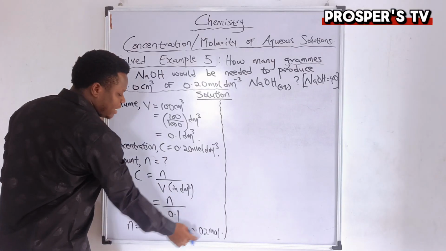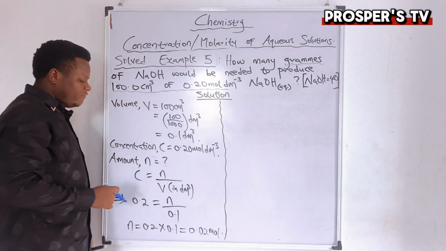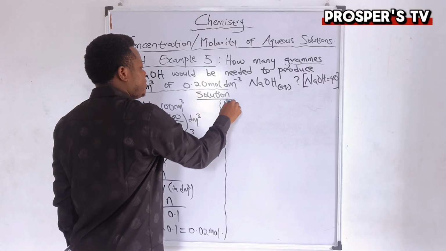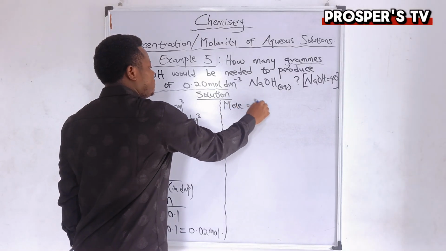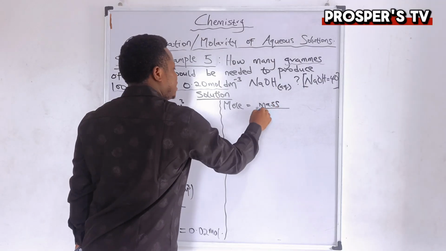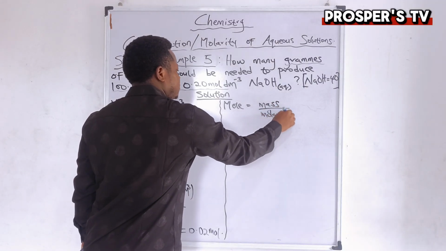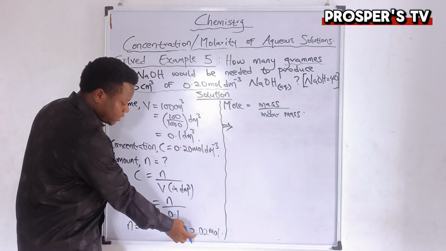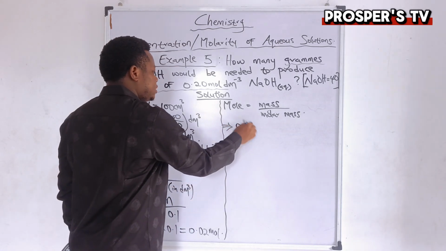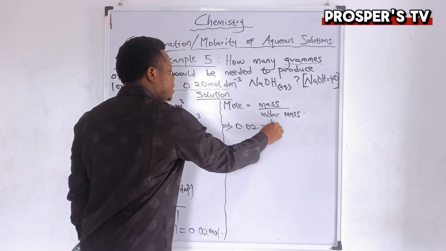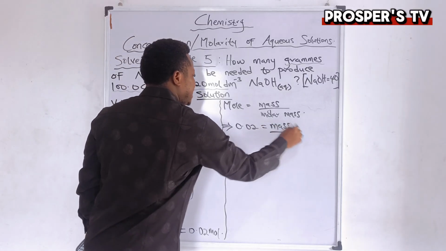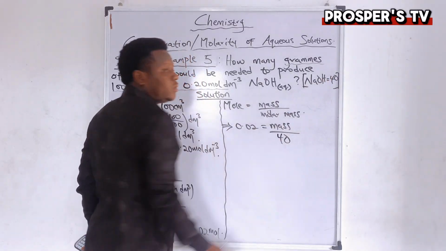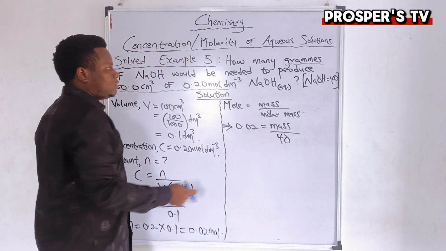But then the question did not ask us how many moles. If that was the question, we would have ended there, but it said how many grams. So we need a formula to convert this mole to grams. And what formula is that? You just have to remember that mole is equal to mass over molar mass. So if we substitute, we got 0.02 for the mole. So 0.02 is equal to the mass, which we are looking for now, divided by the molar mass of sodium hydroxide, already given in the question to be 40. So that's a constant.